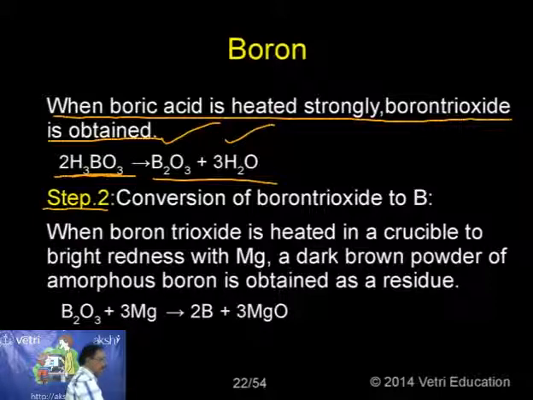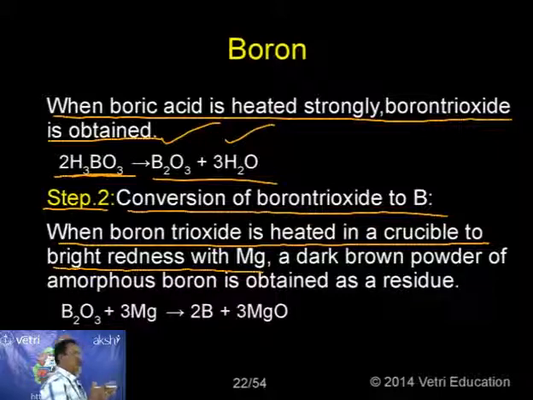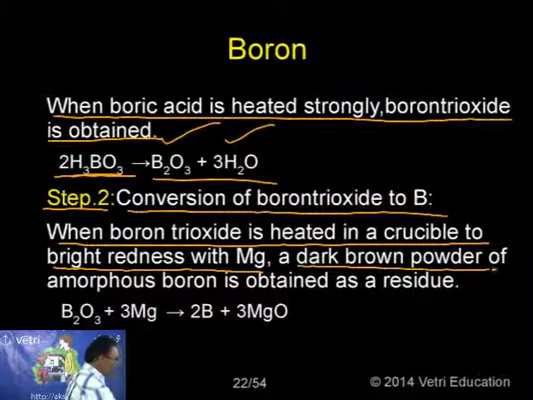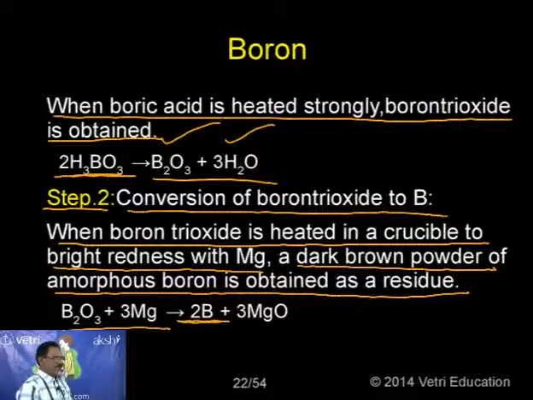Step 2 is the conversion of boron trioxide to boron. When boron trioxide is heated in a crucible to bright redness with magnesium, a dark brown powder of amorphous boron is obtained as a residue. Very interesting information. After getting B2O3 from step 1, when you heat with magnesium to bright red hotness, it is converted into boron. B2O3 reacts with 3 moles of Mg to produce 2 moles of boron and 3 moles of MgO. This is the way we get boron.